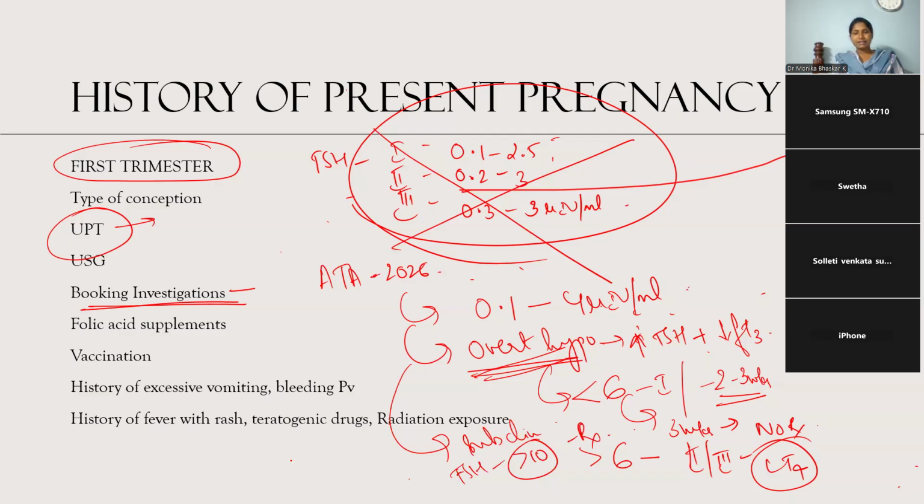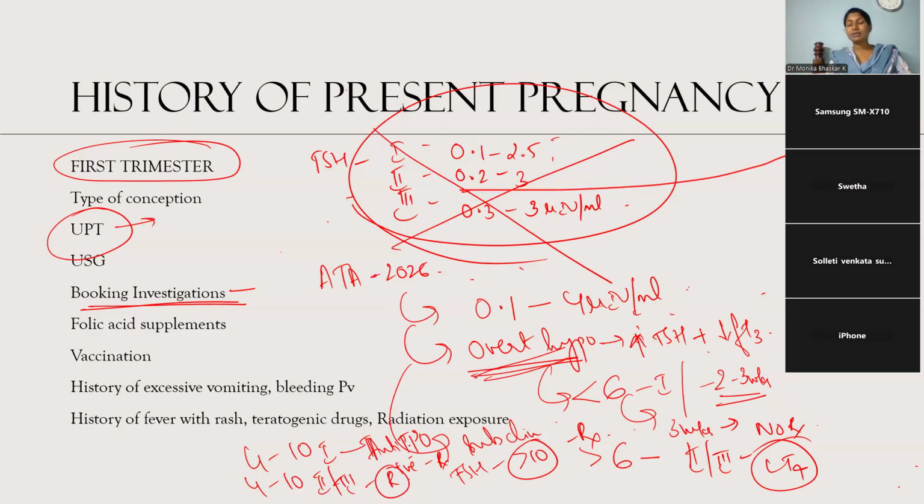If the level of TSH is between 4 to 10 in the first trimester, you have to do anti-TPO antibody. If the anti-TPO antibody is positive, then you have to treat. But if it is between 4 to 10 in the second and third trimester, again you have to treat with levothyroxine. So these are the guidelines, and this is also a recent changed update which you all have to be remembering, and this might be asked in your exams as well.